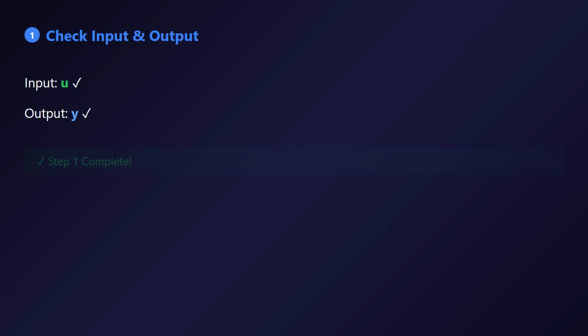Let's start with step 1. We need to verify that our equation uses u for input and y for output. Looking at the equation, yes, we already have u as our input and y as our output. So step 1 is complete.